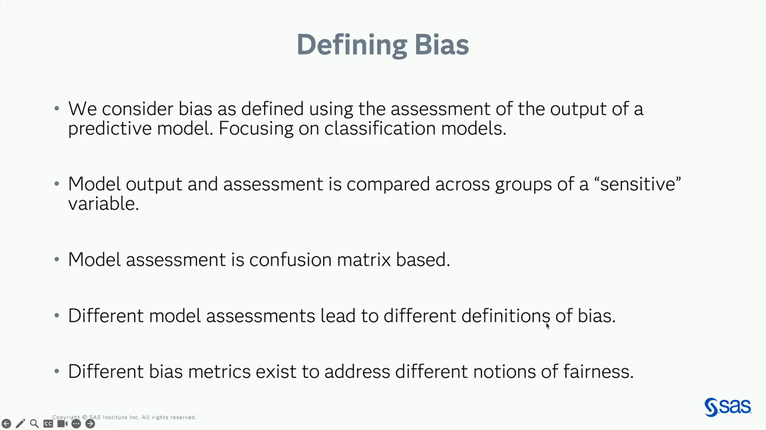So what I'm going to focus on here is specifically bias as defined on assessment of a predictive model, and I'm going to focus on classification models because that's where we first implemented this. So bias on a classification model. And here the output and assessment on that classification model is going to be compared across groups of a sensitive variable. So for sensitive variables, a lot of times we think of race, sex, gender. Those are classic sensitive variables that you might think about bias on.